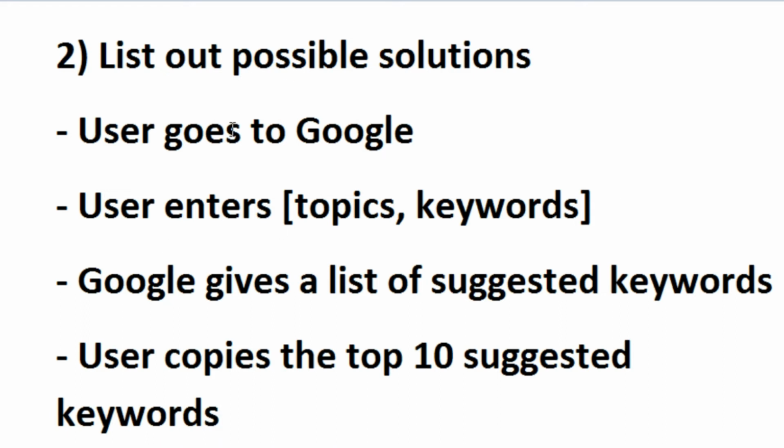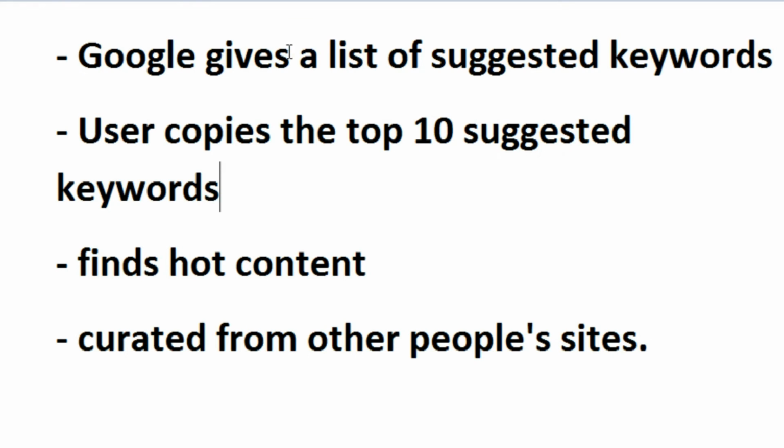So what I'm doing right now is I'm trying to break it down to what the user does. Don't worry about what the plugin does yet. We're going to do all that in just a minute. So user goes to Google, they type in the keyword, then Google gives a list of keywords. So you're telling us what the machine does and what the user does.